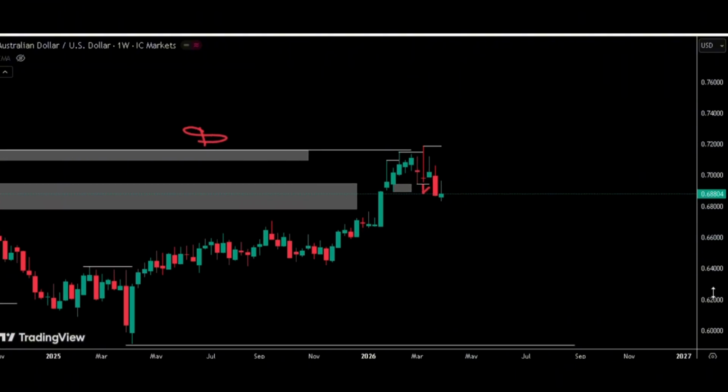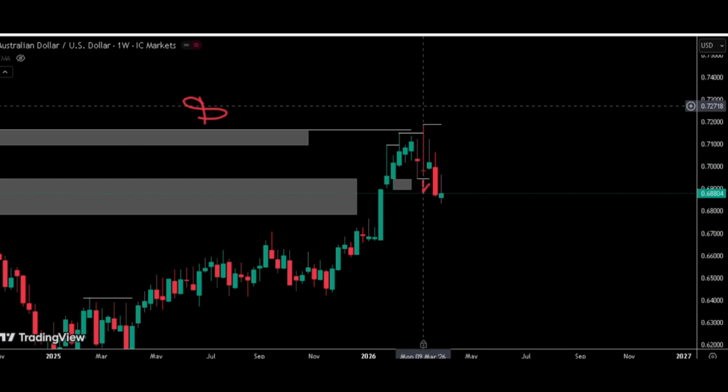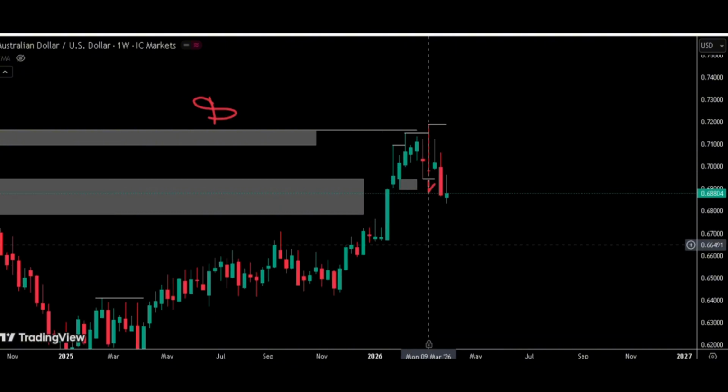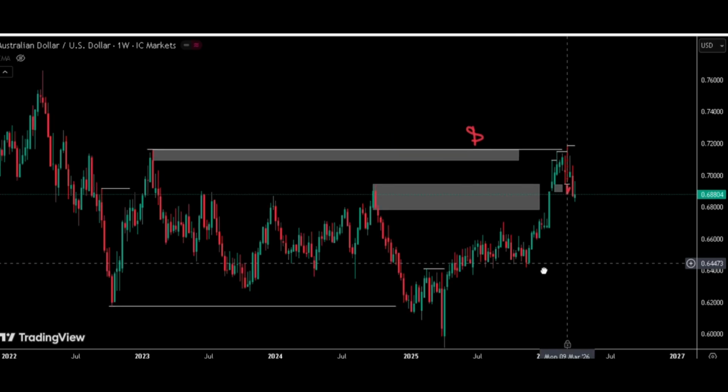Look at what the market did. You see, we had this candle rejection, followed by bearish momentum and bearish momentum. So in weekly, we are already seeing that the market is kind of bearish. And what are we supposed to do?